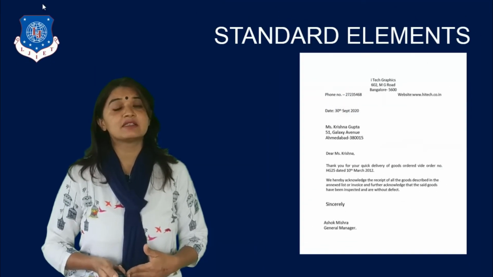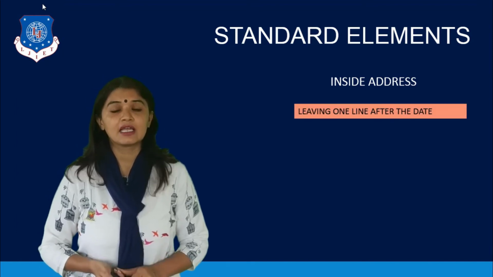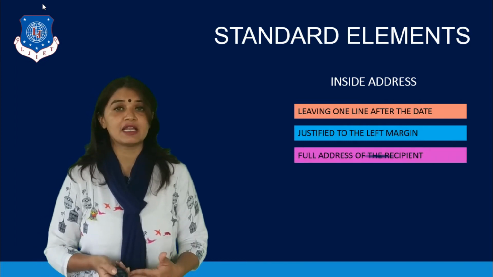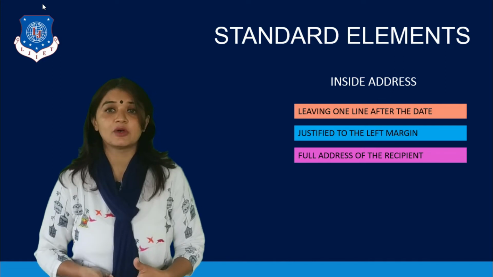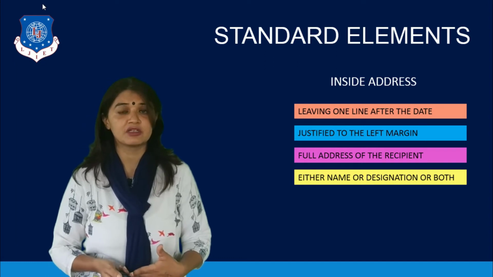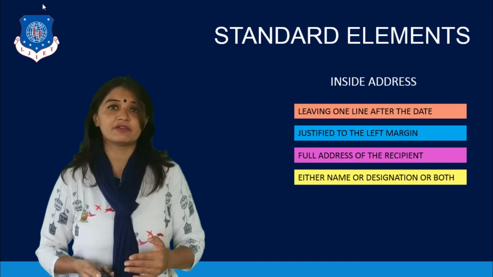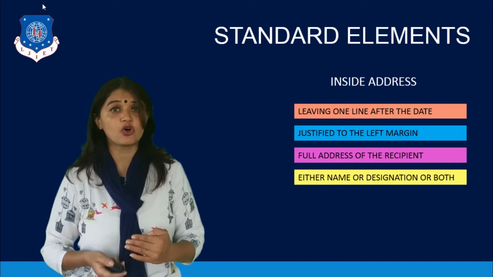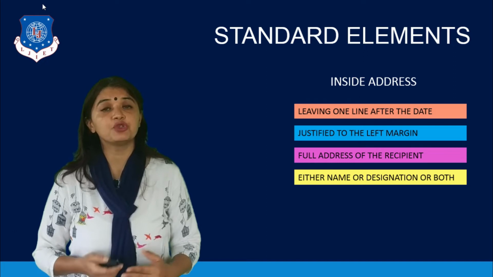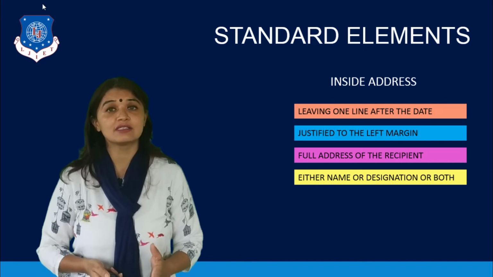Now the next element is the inside address. The inside address is written leaving one line after the date. It is justified to the left margin and it is the full address of the recipient, that means the person to whom you are sending the letter. If you know the name or the designation of the person, you may mention the name of the person followed by the name of the organization and then the full address of the organization. You should also mention the PIN code of the organization. If you are sending the letter to another country, you must mention the name of the country in all caps. So this is the inside address.